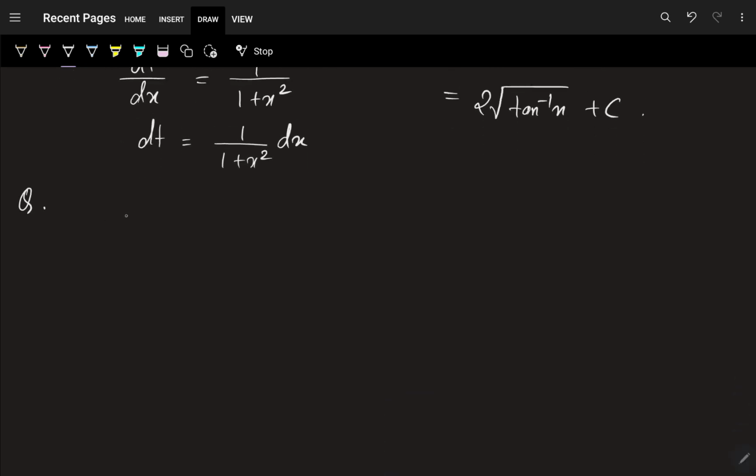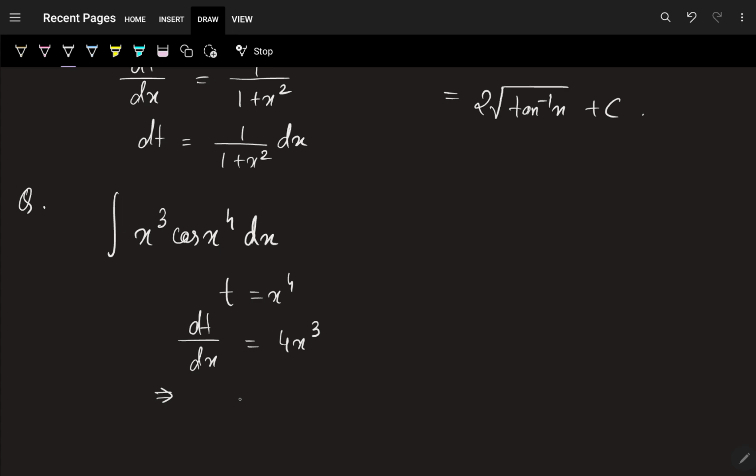we have integration of x cube cos of x to the 4 dx. Now if you just look at it carefully, the derivative of x to the power 4 is 4x cube. So we are just going to let t as x to the power 4. So dt by dx is going to be 4x cube. Now you have x cube and dx. So dt by 4 is going to be x cube dx.